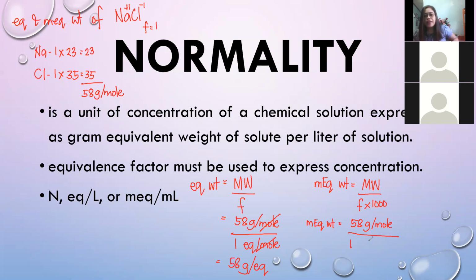Pero class, ang unit ni F kapag you are computing for the milli-equivalent weight, the unit here is milli-equivalent per mole. Okay? And do not forget that times 1,000. So makancel ang mole. Ang maiwan na unit is grams per milli-equivalent. Again, ang maiwan is 58 grams divided by 1,000. And then ang naiwan na unit sa baba is milli-equivalent.